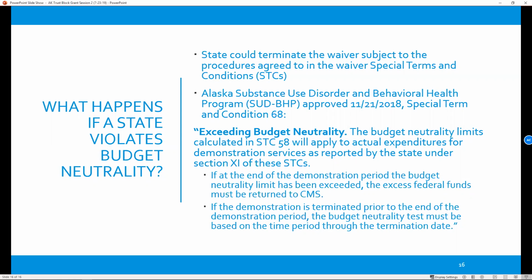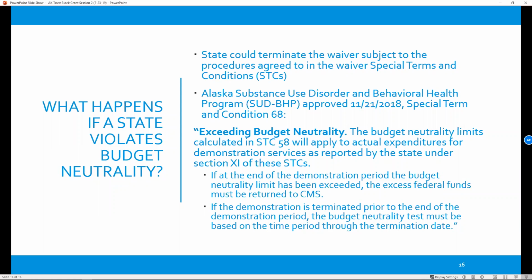And if at the end of the demonstration period, that'd be the 5-year period, the budget neutrality limit has been exceeded, the excess federal funds must be returned to CMS. So that's point one. And if the demonstration is terminated prior to the end of the demonstration period, say after 3 years instead of 5, the budget neutrality test must be based on the time period through the termination date. So you look at the first 3, DY1, DY2, DY3, and you see what the budget neutrality limit was after those 3 years.